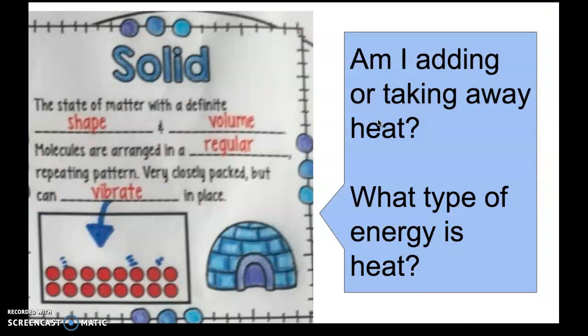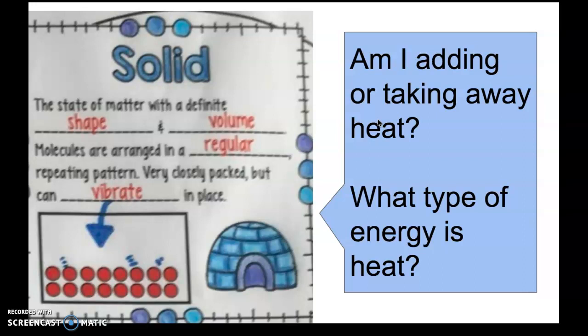We're going to start off with solid. So our solid is the state of matter that has a definite shape and volume. These molecules are arranged in a regular repeating pattern. They often look cuboid or cube-shaped, and they look nice and arranged. They're very orderly. These are very closely packed together, but they do vibrate just a little bit in place.